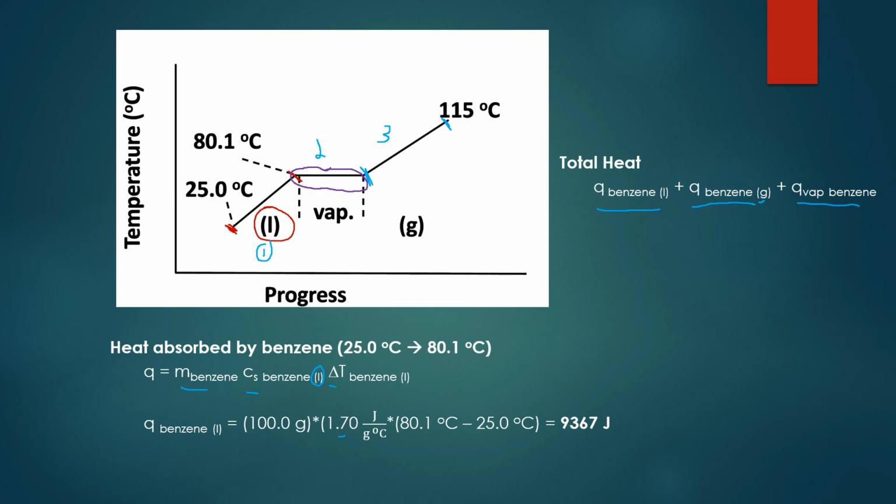So the final temp was 80.1 because that's when it started boiling and it was going to start changing its phase. Initial was 25. So doing this calculation, we get 9,367 joules for that first step. So first step complete, now we need to do the other 2.